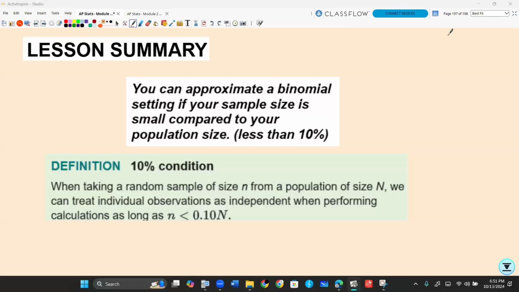Well, that about wraps up this video. It was pretty short, but I wanted you to see that 10% condition in action. So again, you can approximate a binomial setting if your sample size is small compared to your population size. Always look to see if it's less than 10%. Now, if they don't give you what the population size is, but it says it's a large population, then usually in that case, we're safe to assume that our sample size is going to be less than 10%.